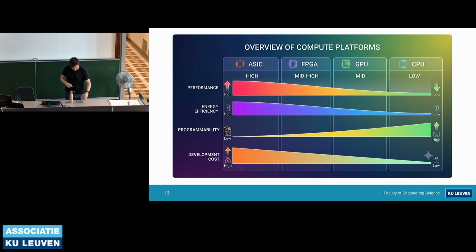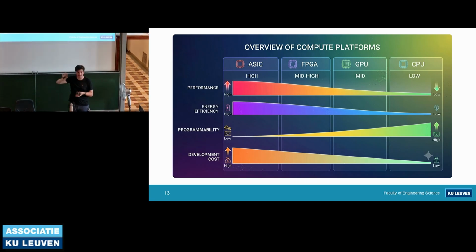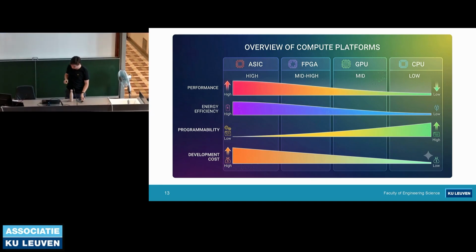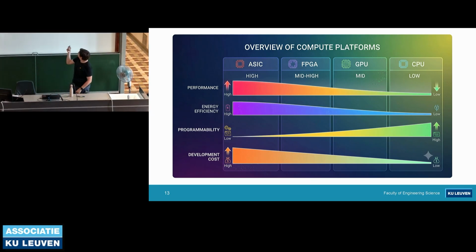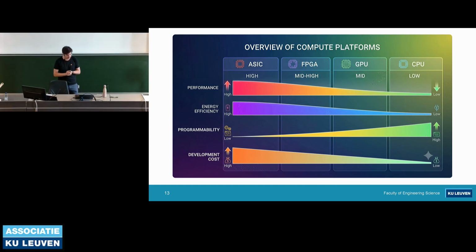FPGAs, you can just reprogram. So performance-wise, it's very good. Energy-efficiency-wise, also pretty good. You can reprogram them, so that's also not a problem. But you see that if you want to have the same hardware design, you can still make it roughly a factor 10x better by going from your hardware design on an FPGA to an ASIC. Ballpark numbers. GPU, you just buy them, put software on them, and it can run as well.